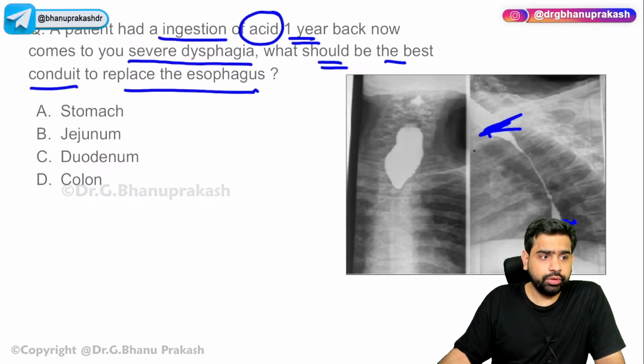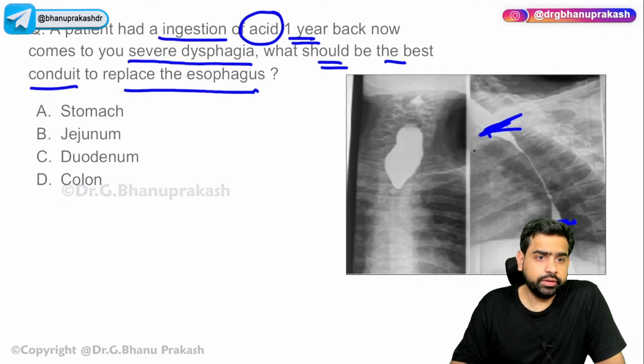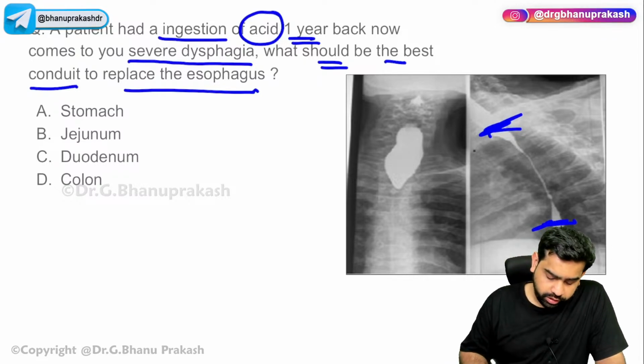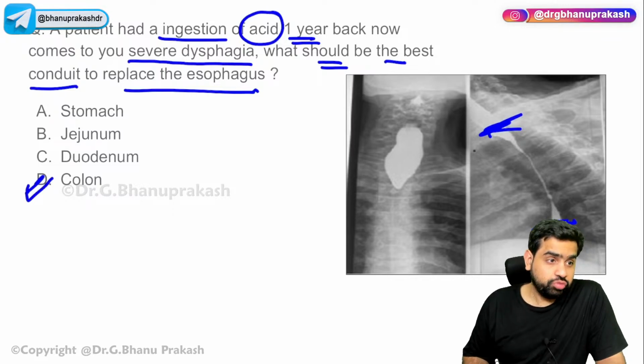Yeah, so you're saying B, jejunum. Yes. Okay, I'll come back to that. So what is the answer over here? Jejunum, duodenum. Nobody has given the correct answer till now. So the answer over here is the colon. Usually the most common wrong answer which I get is A, that is the stomach.